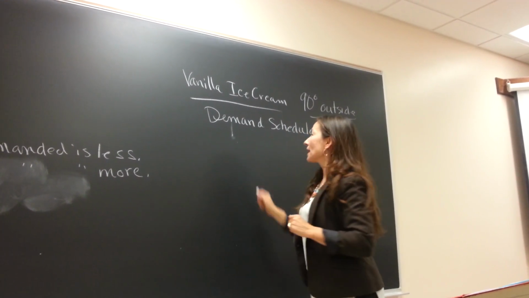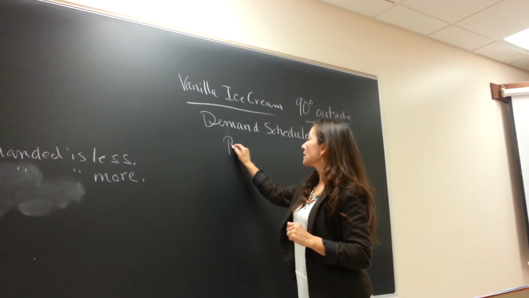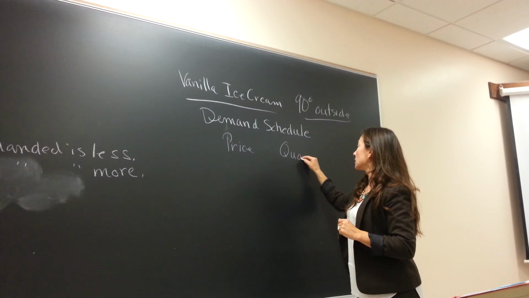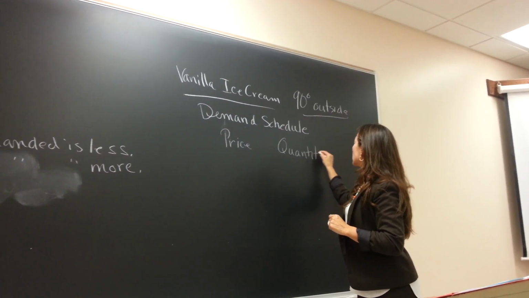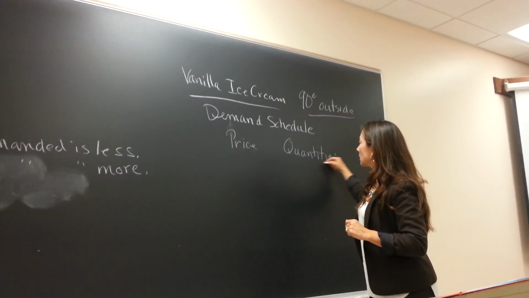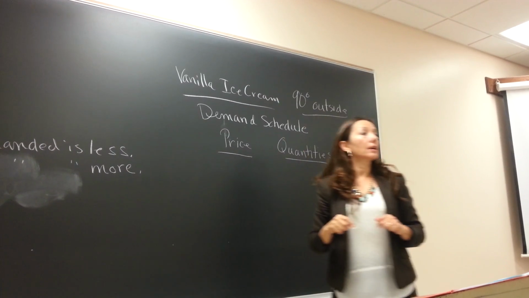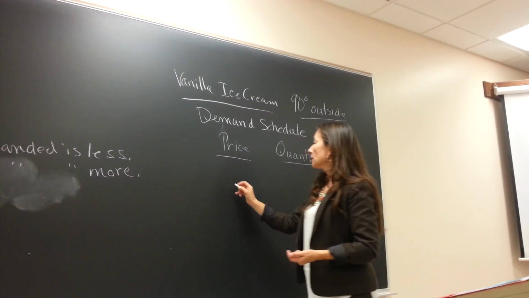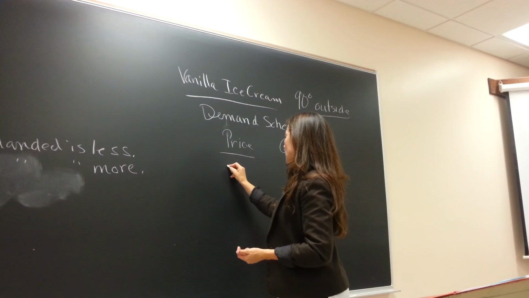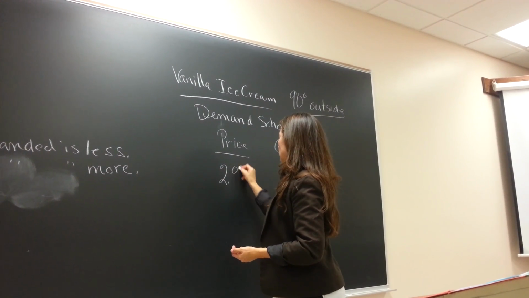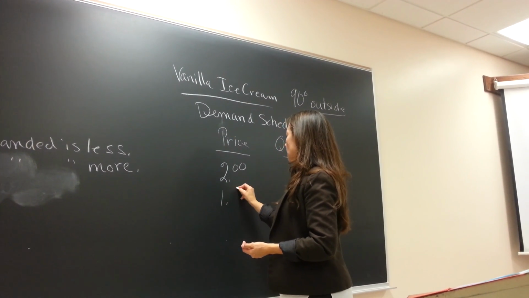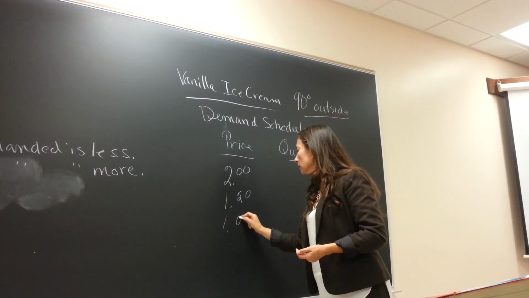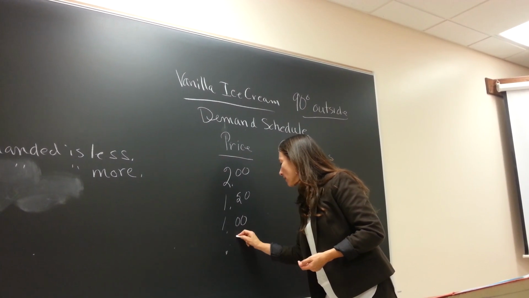So remember, the demand schedule lists all the prices and quantities that a consumer would be willing to buy at different price points. So we'll start out with $2. We'll drop it to $1.50. We'll drop it to $1, and we'll drop it down to 50 cents.